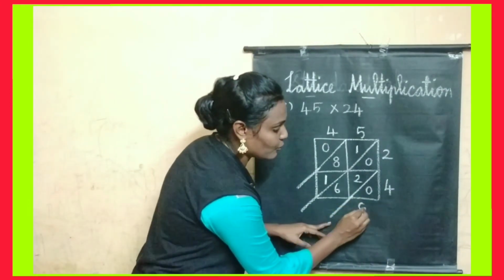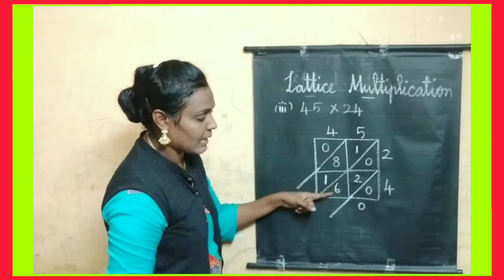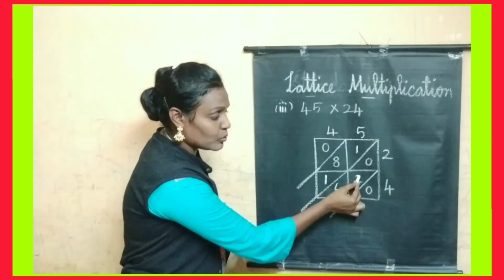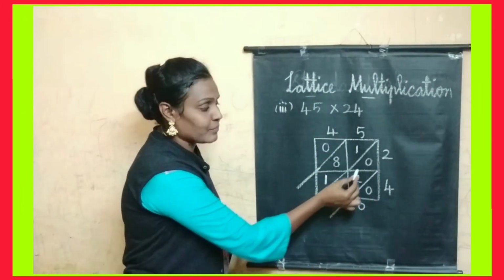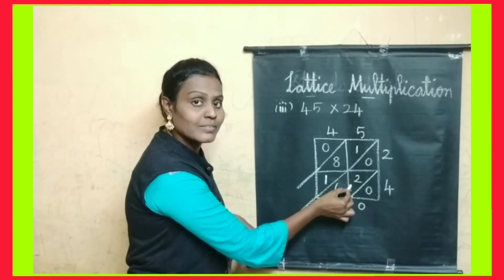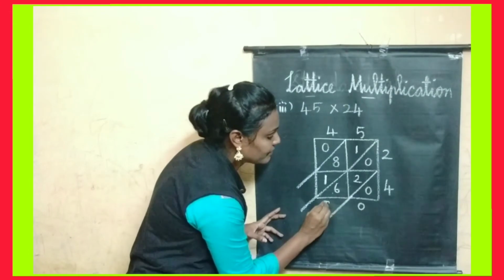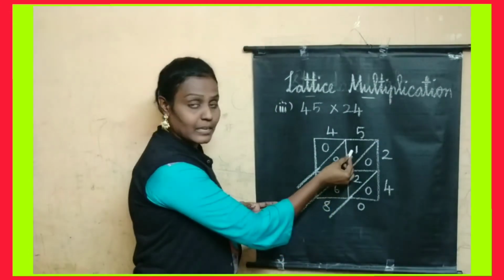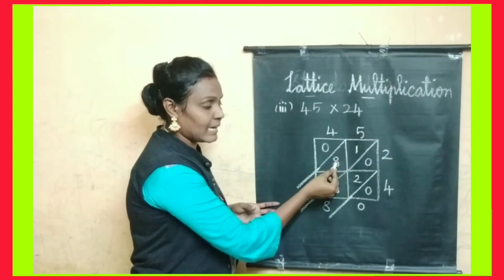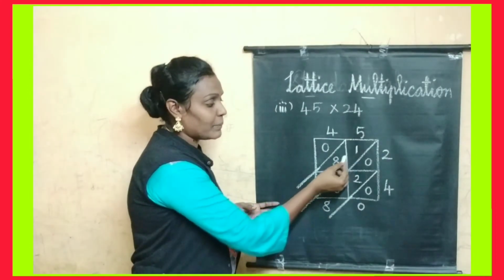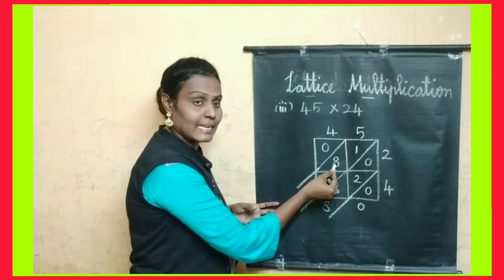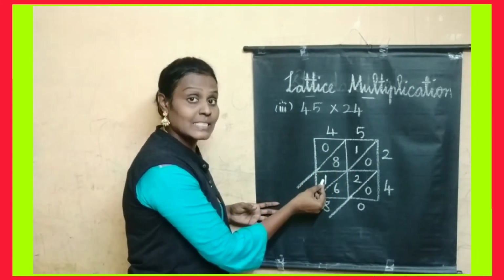So write 0. Second we have 0, 2 and 6. 0 plus 2 is 2. 2 plus 6 is 8. Here we have 1, 8 and 1. 1 plus 8 is 9. 9 plus 1 is 10.